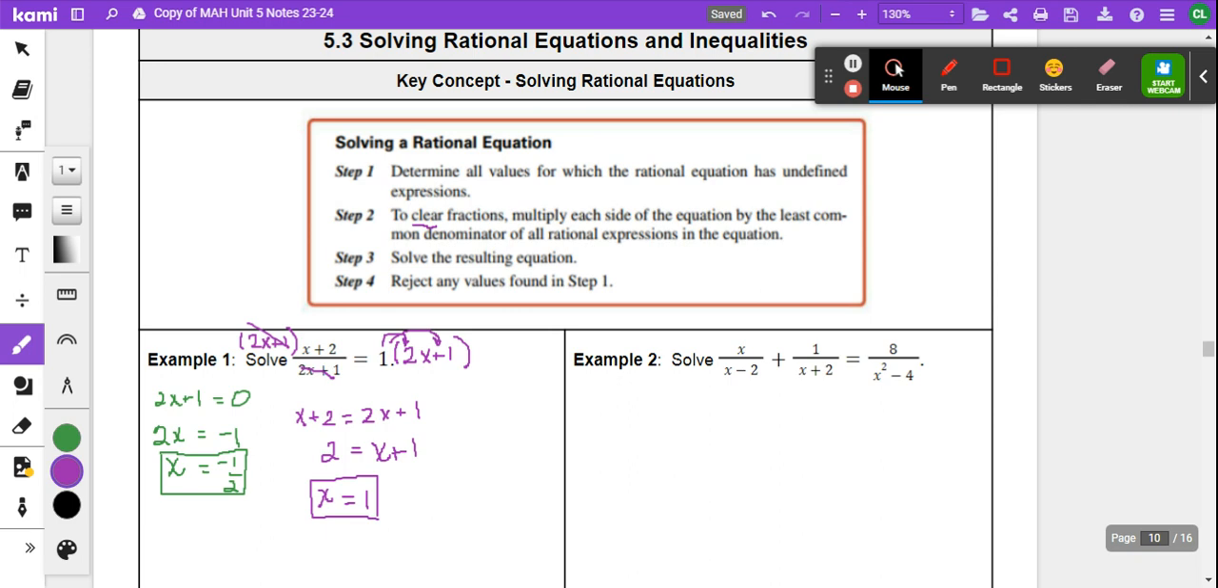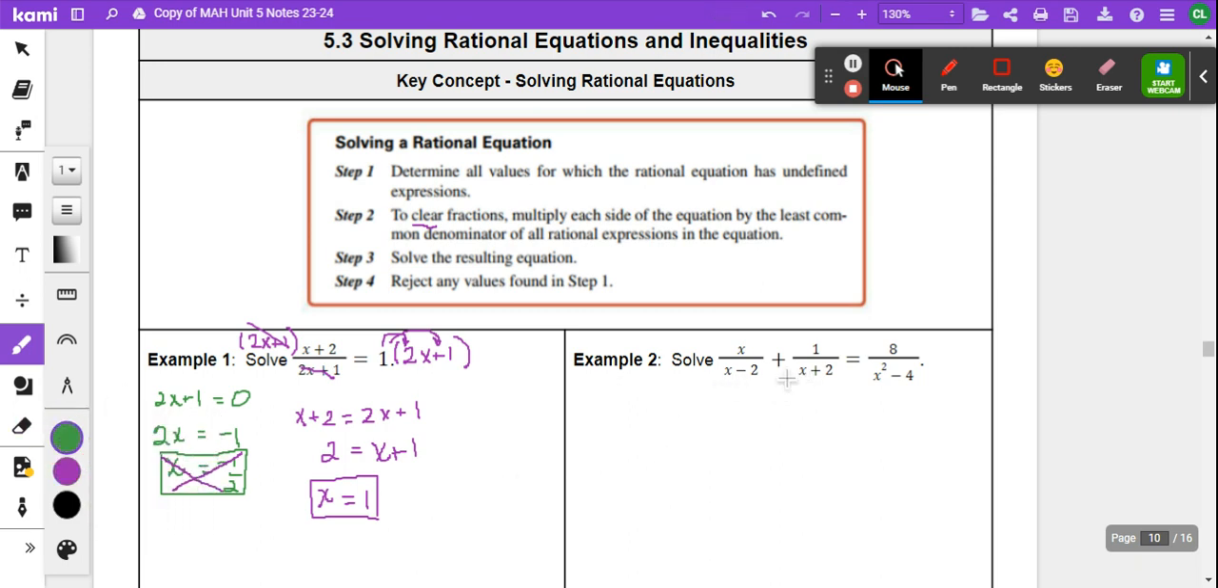And then step 4, all we need to do is make sure, is this value okay? Yeah, the only value we found to avoid was x equals negative 1/2. We didn't have it. That's not an issue. You don't need to cross that off. This is our answer. We've checked it. It's just, had I gotten x equals negative 1/2 instead, I would have had to get rid of it. Okay, so let's go on over to example 2.